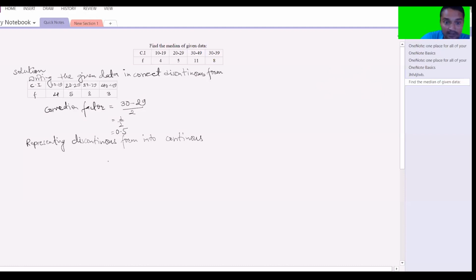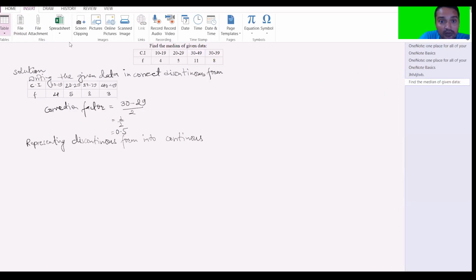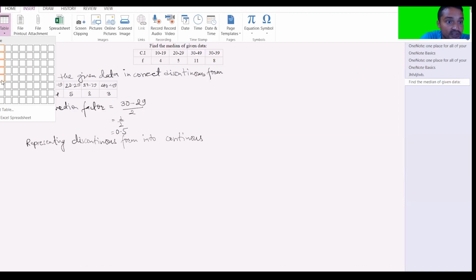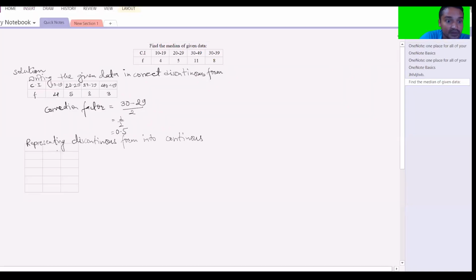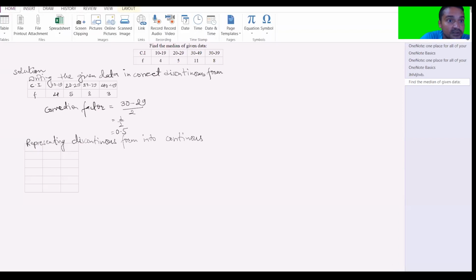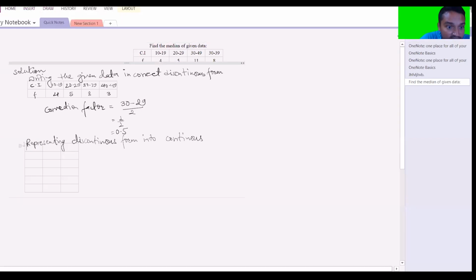That means we need to construct the table. For this, insert a table: 6 by 3. We need a 6 by 3 table. Insert, okay, the table is fine. Draw. We use this one. First we need to... yes, it's good.